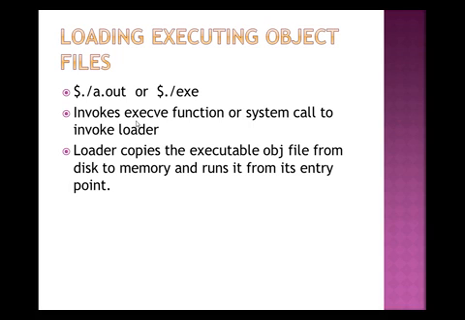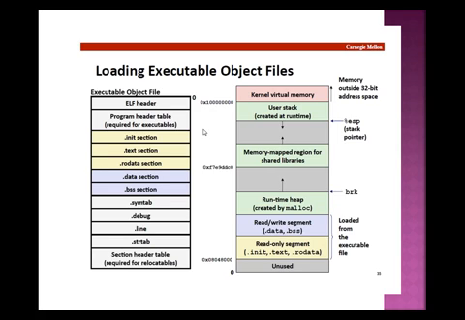Next, the loader copies the executable object file from the disk to the memory and runs it from its entry point. So this is how it will load. First of all, you use $a.out, then it invokes the execve function, then it loads the program into memory and runs from the starting point, that is the entry point. This is the diagram of how loading will be done.